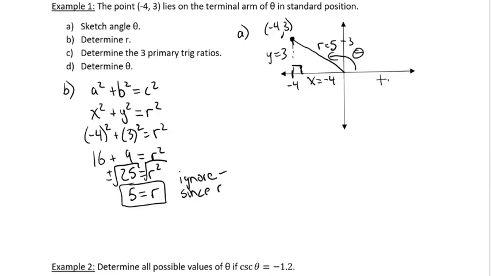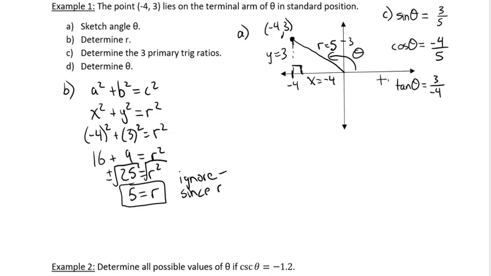So now the question asks you to determine the 3 primary trig ratios. Now I've labeled the principal angle theta on the diagram. And if I did this question by trying to determine from those primary trig ratios, sine of theta would be y over r, so that would be 3 over 5. If I did cosine of theta, that principal angle, that would be negative 4 over 5. And if I did tan of that principal angle, that would be y over x, that would be 3 over negative 4.